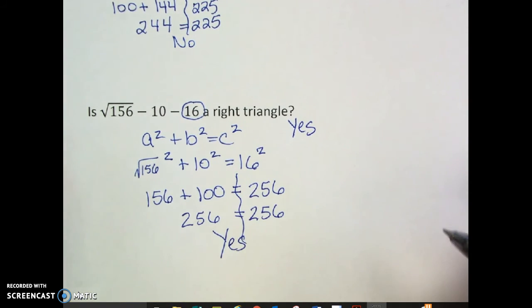So you're going to put them in the Pythagorean theorem. You're going to test it to see if the left side and the right side add up to the same thing. If they do, it is a right triangle. If they don't, it's not a right triangle.